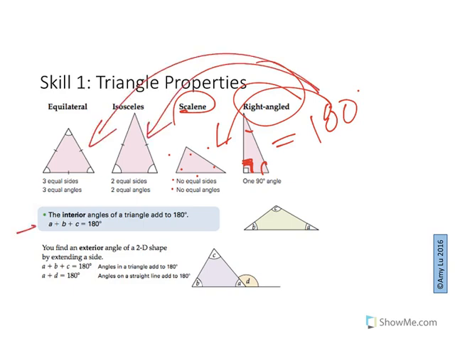So, as we state here, the interior angles, meaning the angles on the inside, add up to 180 degrees. So A plus B plus C. See, A plus B plus C make 180 degrees.